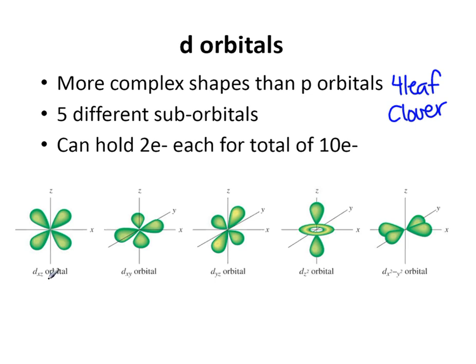But one thing that's true about them, each of them holds 2 electrons. So 2 in this one, in this one, in this one, this one, and this one. So 2 electrons can go in each. There's 5 of them, so 10 maximum in all 5.